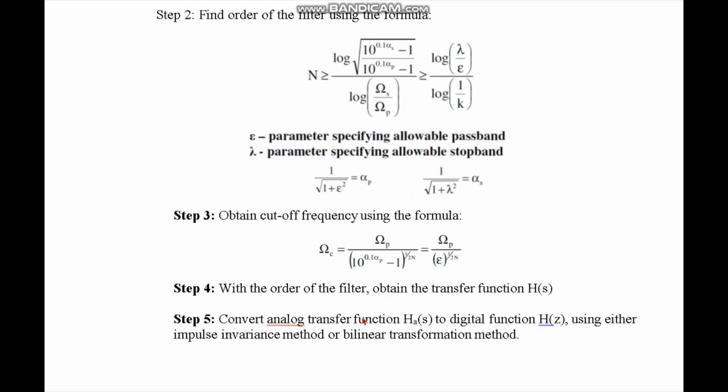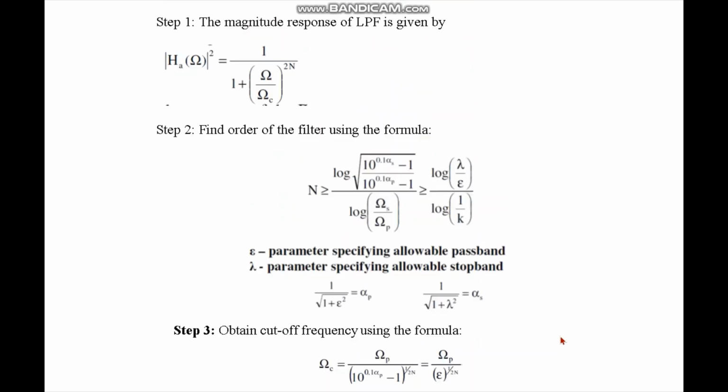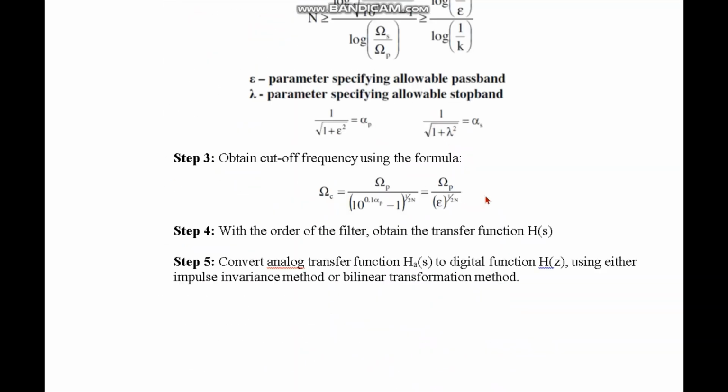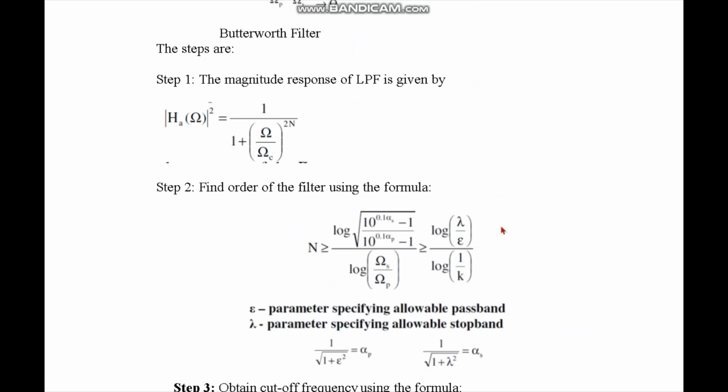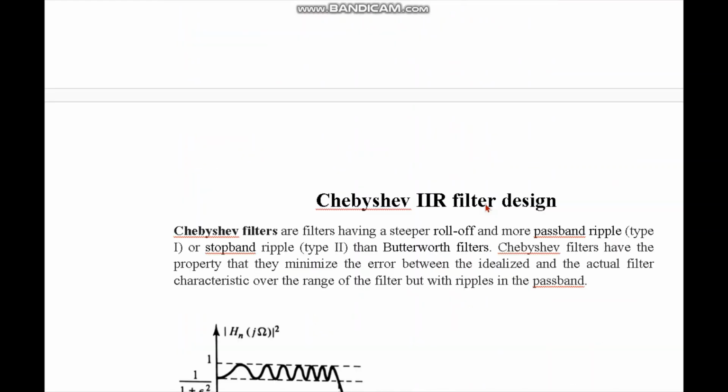In the last step we convert the analog transfer function H(S) that we obtained in step 4 to H(Z), using either of the two methods that we studied earlier. So this is the process for designing a Butterworth filter. You will understand it more clearly when we solve some numericals using these steps.